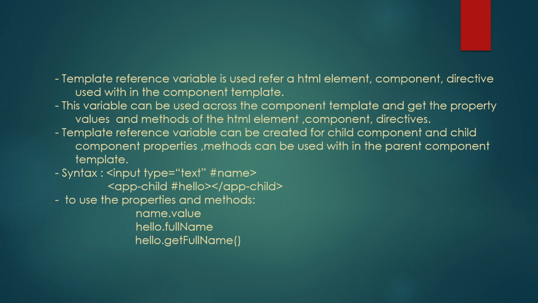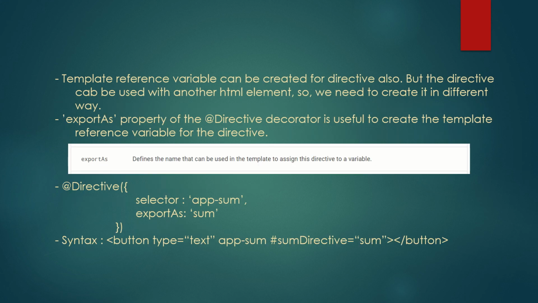In the same way, app-child is the child component where we define the template reference variable #hello. hello.fullName is the property of the child component. hello.getFullName() is the method of the child component. In this way, we can use the template reference variables.